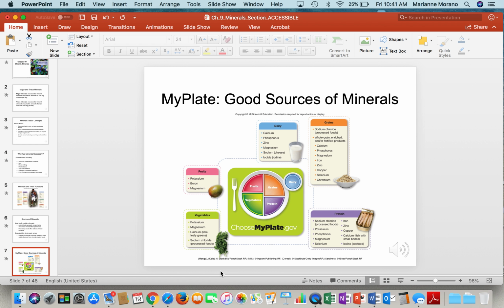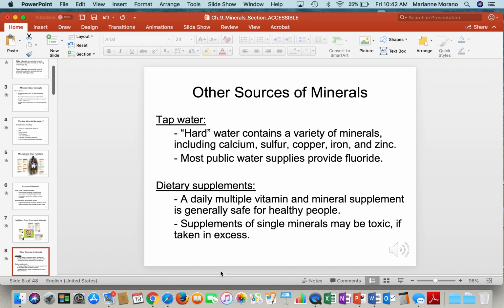So if you look at MyPlate, you can see the different types of food groups such as dairy, grains, fruits, vegetables, protein, and which of the minerals are found in each of those food groups. Another great learning tool for you to look at and refer back to. So with fruits, we find lots of potassium and magnesium. Vegetables, we have calcium, we have sodium, we have potassium. Dairy is calcium, magnesium, sodium, etc. So again, keep using these as tools when you're planning your own menu to make sure that you're getting all of the essential minerals that are needed for health.